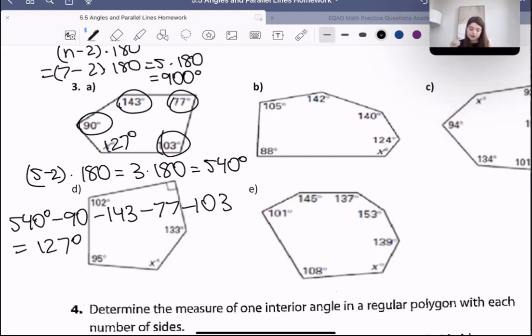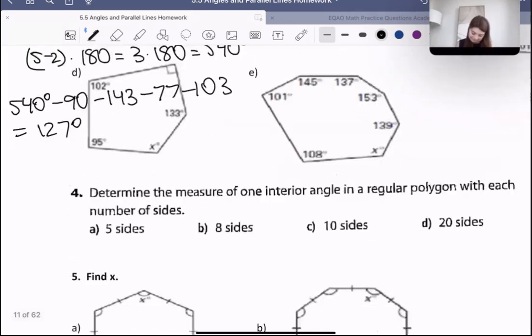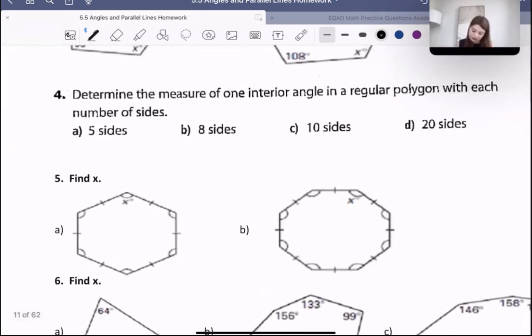And you can use the same method for all these other ones. First, count the number of sides, then figure out how many degrees all of the angles inside that is going to add up to, and then subtract off the other angles and you will have your x. Okay, let's move on to this one.